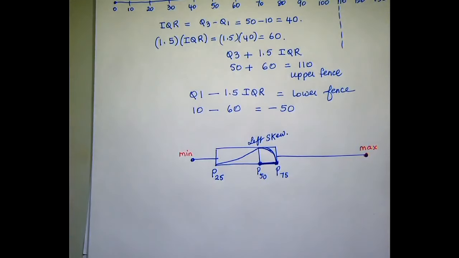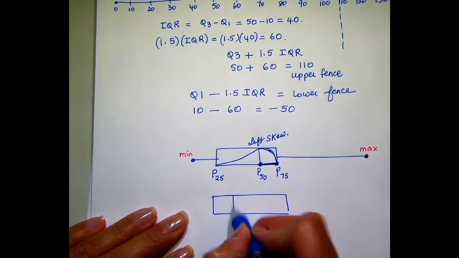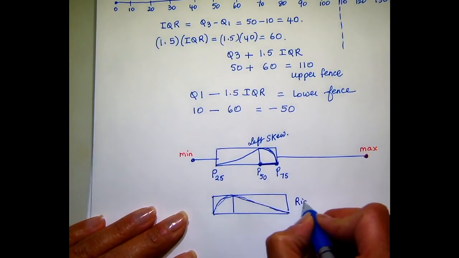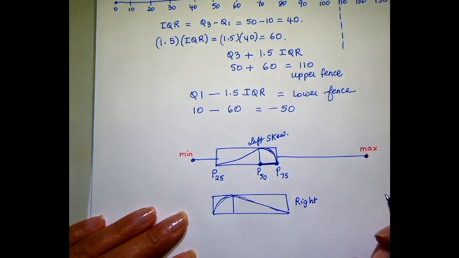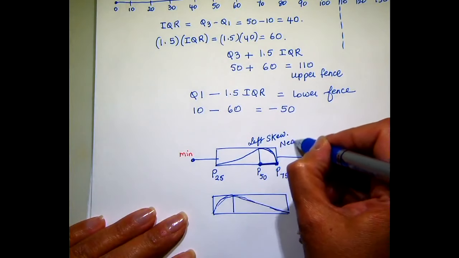So you may only look inside the box, not at the whisker, to determine the skewness. On the other hand, if it looked like this, that would be, you can just connect the dots, right skewed. Skewed right or positively skewed. This one is left skewed, negatively skewed.